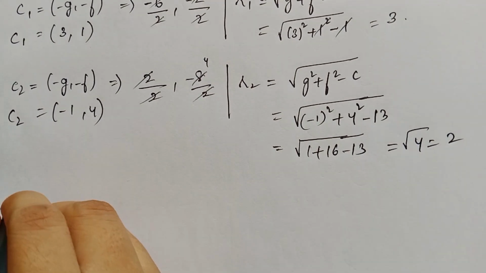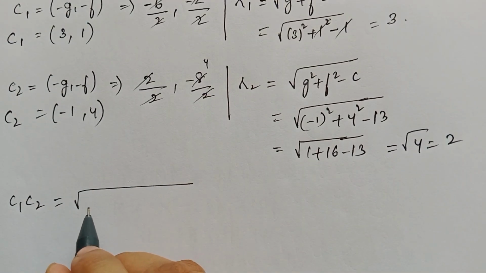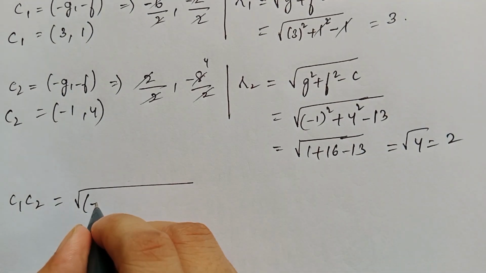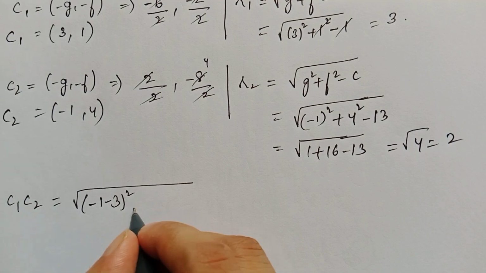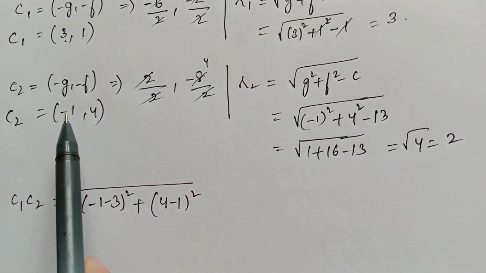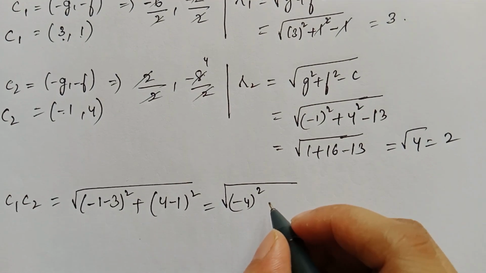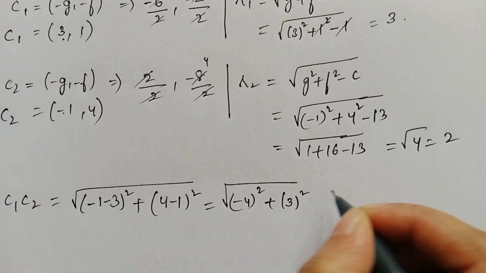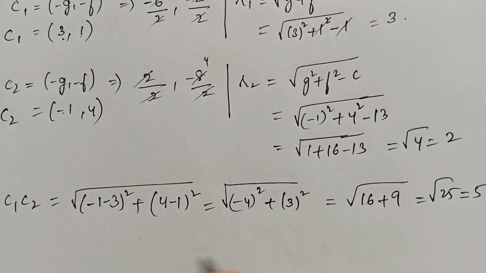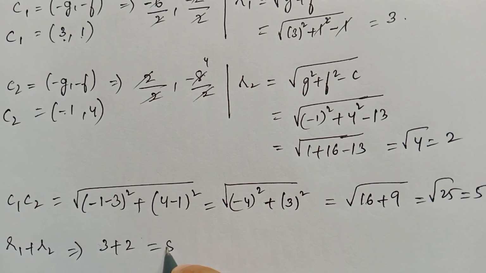Now we find the distance between C1 and C2, using the formula for the distance between two points, x2 minus x1 whole square plus y2 minus y1 whole square. This can be written as minus 1 minus 3 whole square plus 4 minus 1 whole square. This is x1 y1 and this is x2 y2. So this is minus 4 square plus 3 square, which is 16 plus 9, so root 25, which equals 5. Here we add R1 plus R2, which is 3 plus 2. That is also equal to 5.